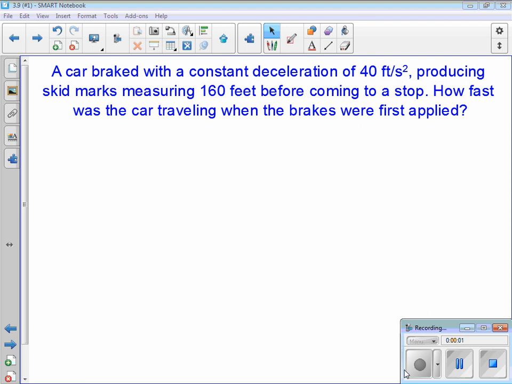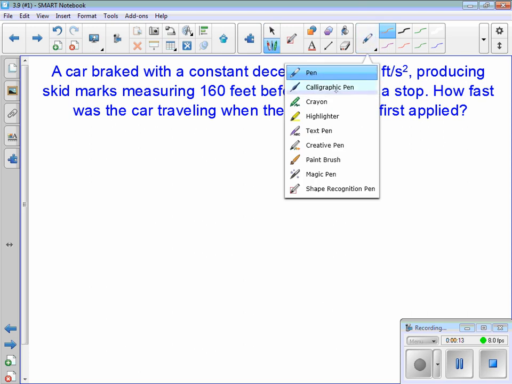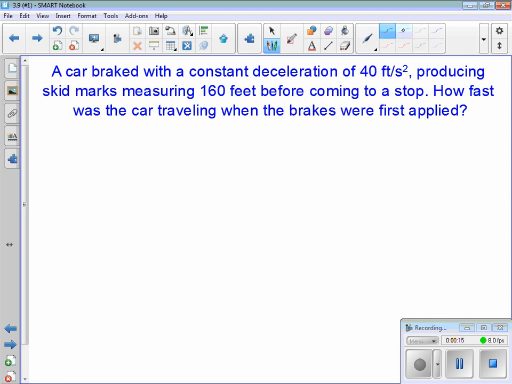Okay, so when we're given these type of problems, this one starts with a constant deceleration of 40. What does that mean? Deceleration. It's an acceleration that's just negative, right? So what I can start with here is I can say the acceleration is negative 40. Okay, so I've used that part.